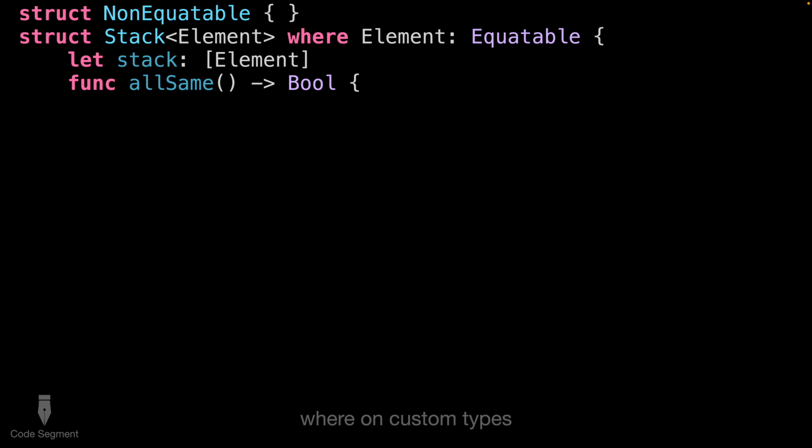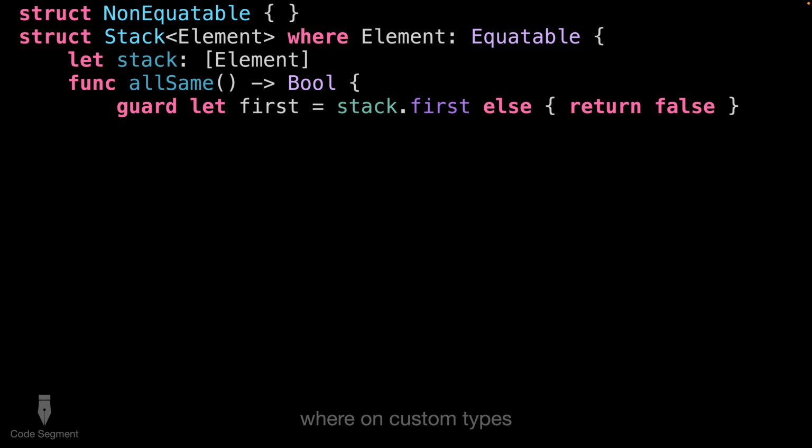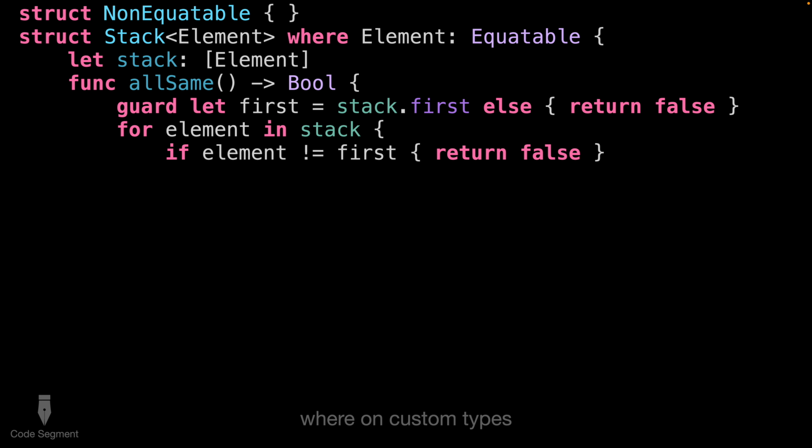So here we have our stack. It's an array of elements. We have this function all the same that's going to go through and check to make sure that they're all the same, and we can do that because we know that Element implements Equatable. And if it didn't, then we wouldn't be able to perform this not equals operation, if element not equals first. That's only available to you if the type of the two things on either side of that operator are Equatable.